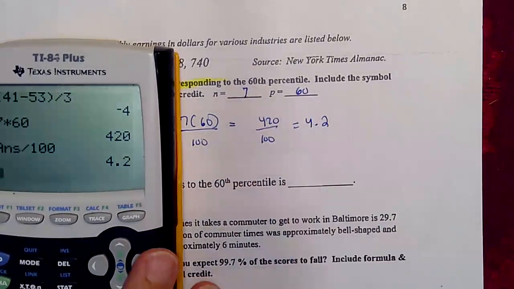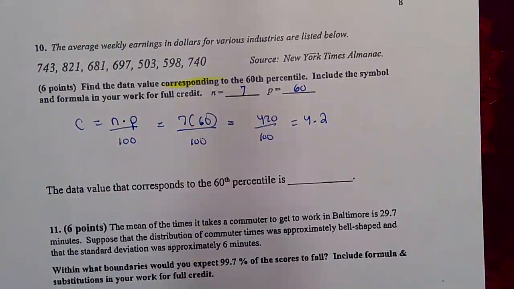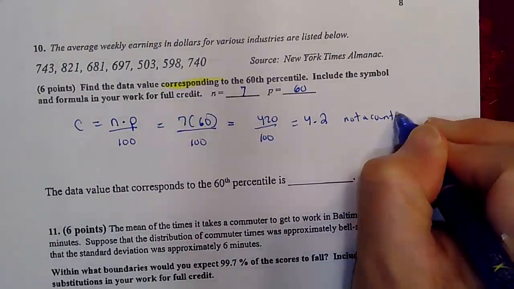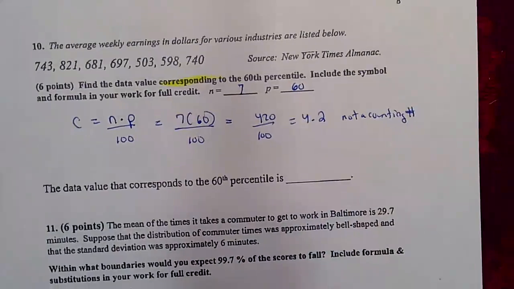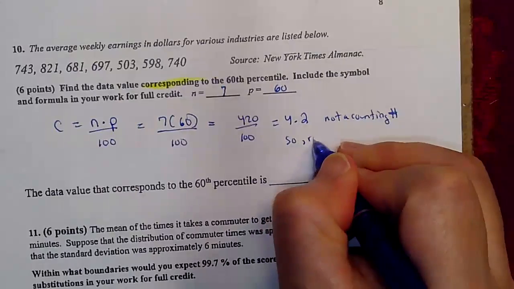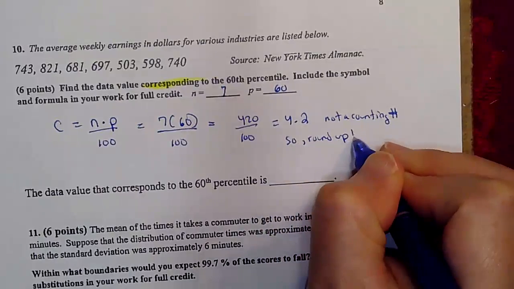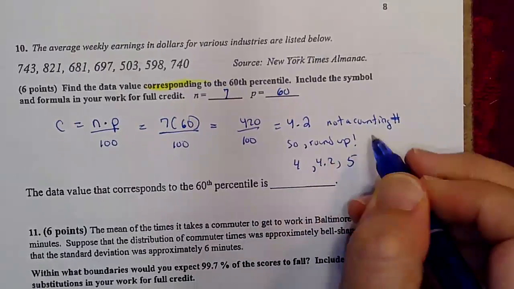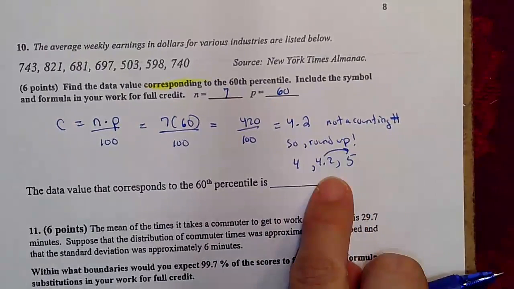Okay, and then this is one where you had 2 cases. Do you remember this in your notes? You have 2 cases. One is you see a whole number, a counting number, or are you getting a decimal? In our case, we got a decimal, so this is not a counting number. So what we have to do is round up. And 4.2 is between the integers 4 and 5. So when you round up, this gives you 5.